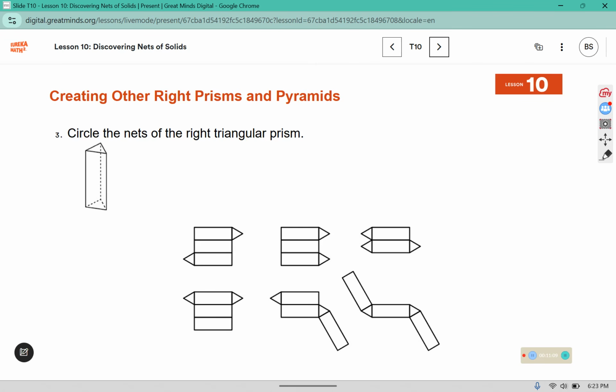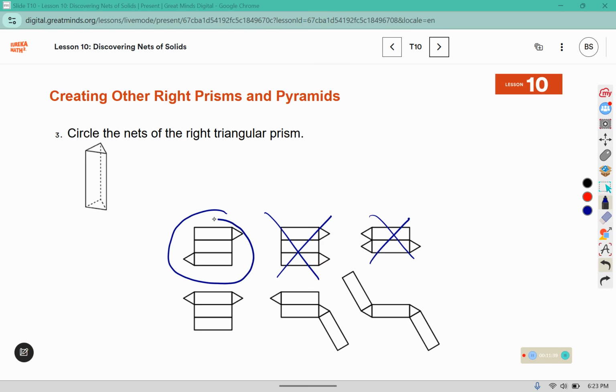Circle the nets of the right triangular prism. The triangles need to be on opposite ends of the rectangles for it to form the top and the bottom. Here, this one has it on the top in both sections, so the bottom piece would still be open, which means it does not create a triangular prism. This one has too many triangles and not enough rectangles. This one will work. This one will work.